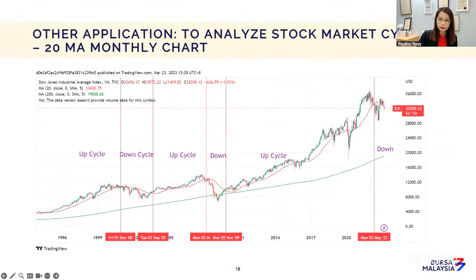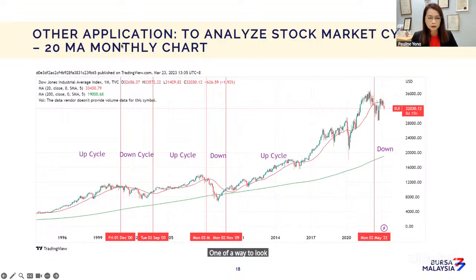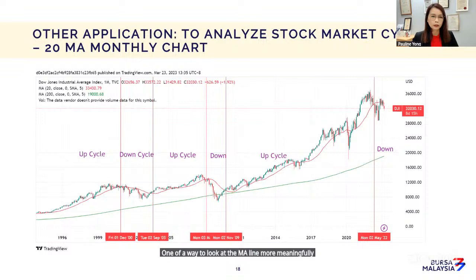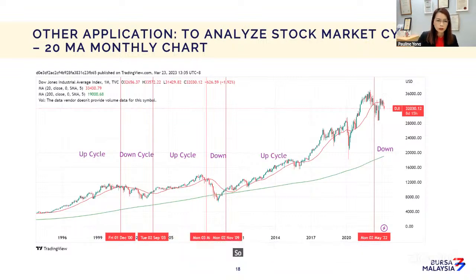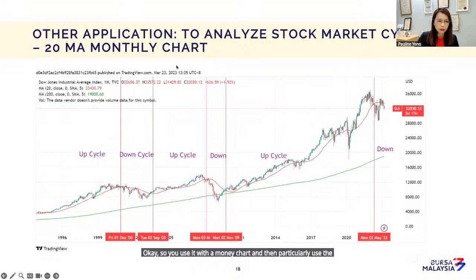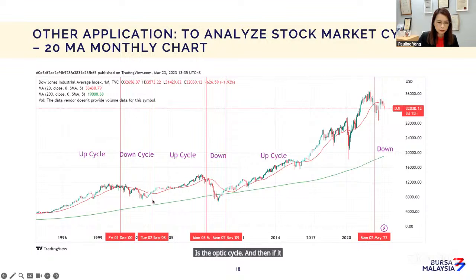Okay, so let's take a look at how we can apply the MA line. One way to look at the MA line more meaningfully, besides trading, is investing, where we can look at it as cycle analysis. It gives us some insights about the cycles of the stock market. You can use the MA line with a monthly chart, particularly the 20 MA monthly chart. If it's above the 20 MA on the monthly chart, you hold the position. It's an up cycle.